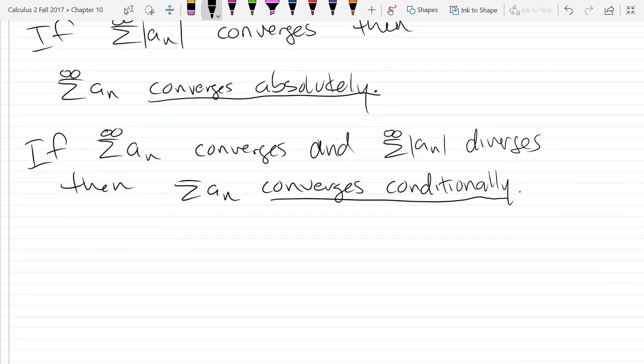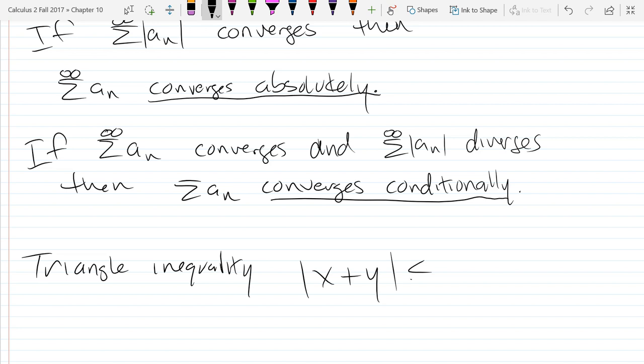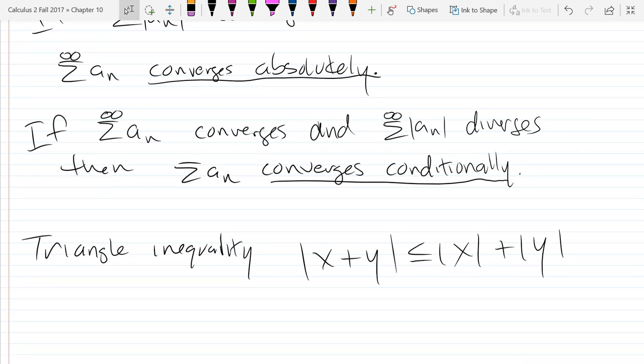And we get the triangle inequality, which is the absolute value of x plus y is less than or equal to the absolute value of x plus the absolute value of y. This just comes from the fact that if x and y are both positive, it's obviously equal. If they're both negative, it's also equal. But if one's positive and one's negative, then if you take the absolute values separately, you'd get a bigger number when you added them together.